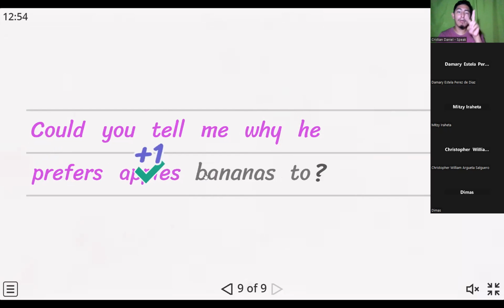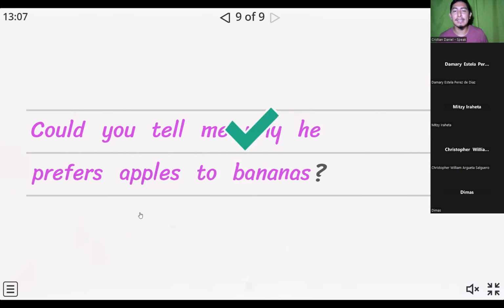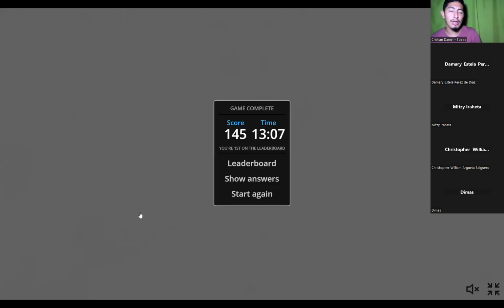In this case, both words are possible: bananas to apples or apples to bananas. But since this is an automatic activity, you know that they have a single answer. So apples to bananas. Well done, everybody. At the end, it took us 13 minutes and we had 145 points. Something really good. I'm really happy, guys, that many of you participated in this activity and we did our best job. Continue working like that, everybody.